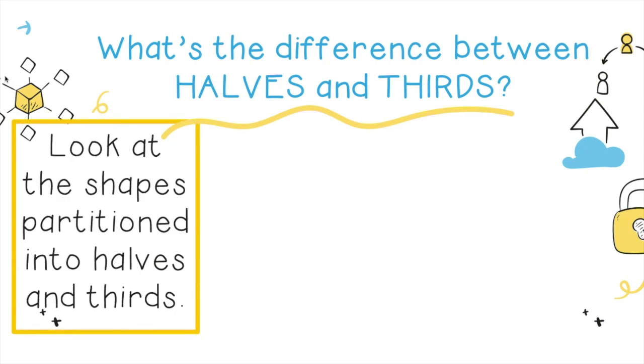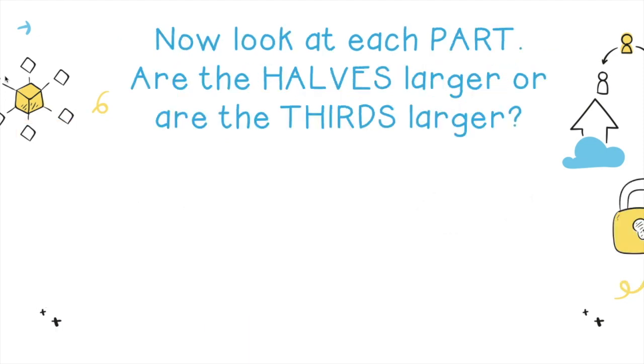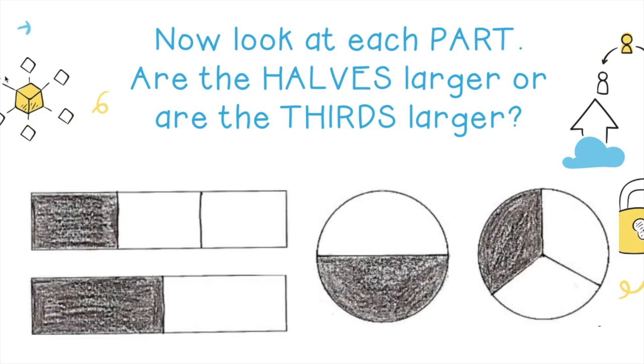So look at the shapes partitioned into halves and thirds. Here I have 2 rectangles. One is partitioned into thirds and one's partitioned into halves. And then I have 2 circles. One showing halves, one showing thirds. So what is the difference between halves and thirds? Well, look at each part. Are the halves larger or are the thirds larger?